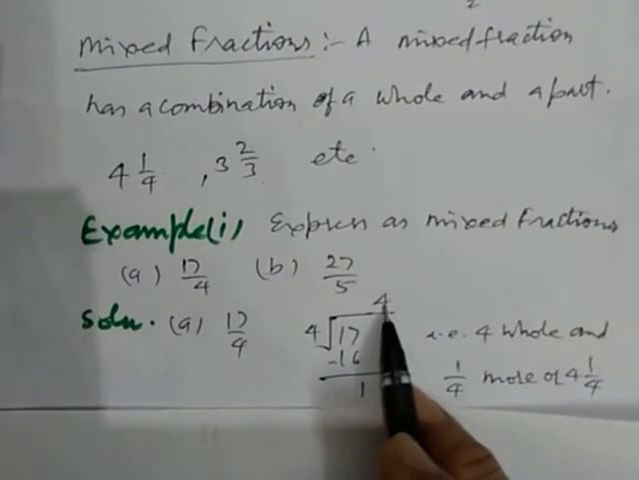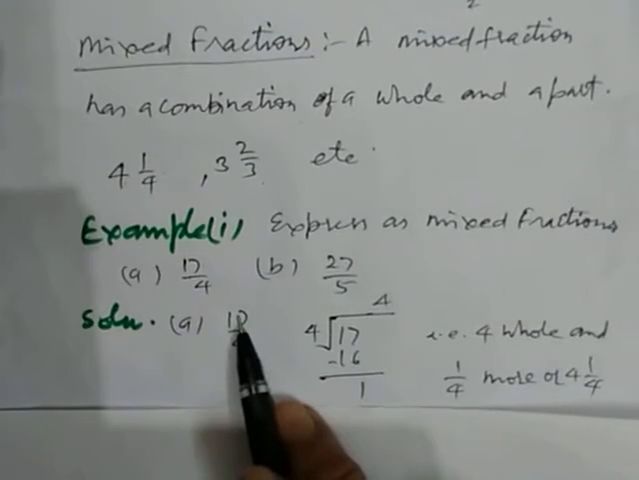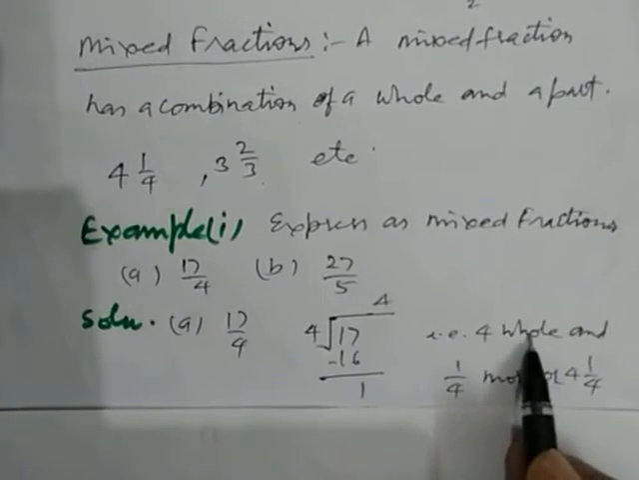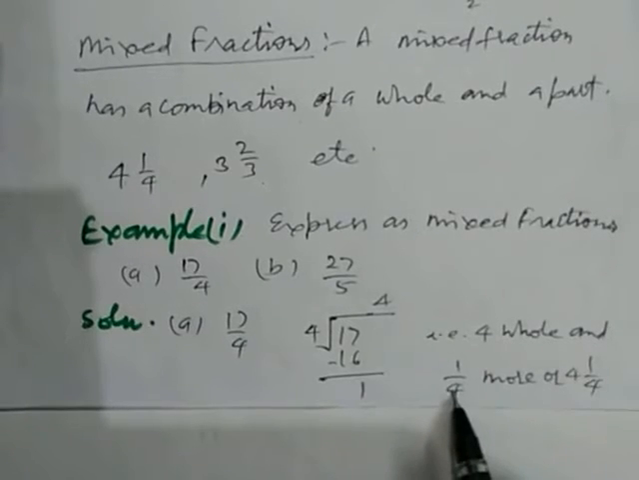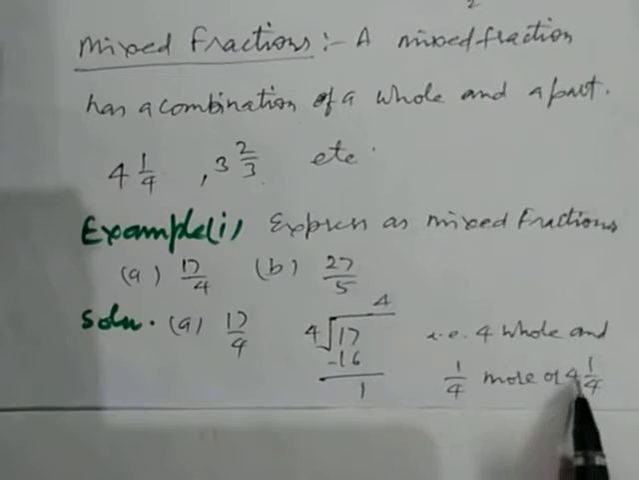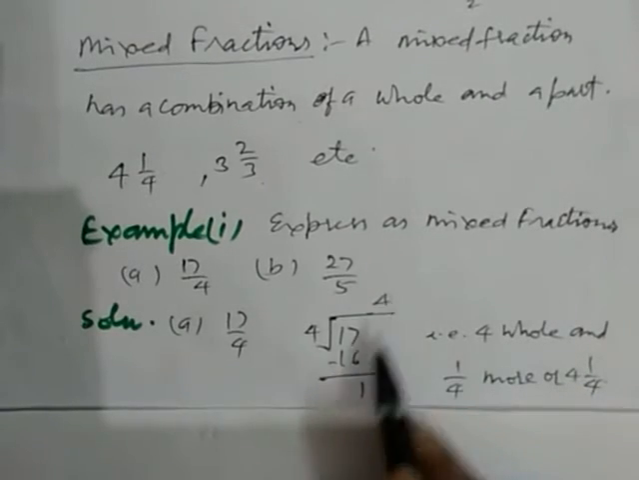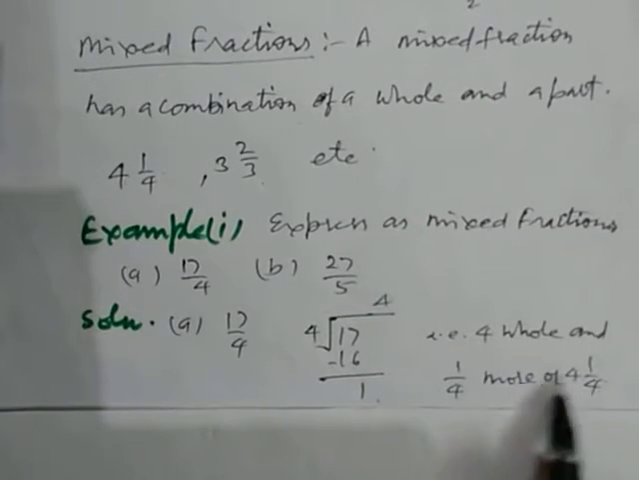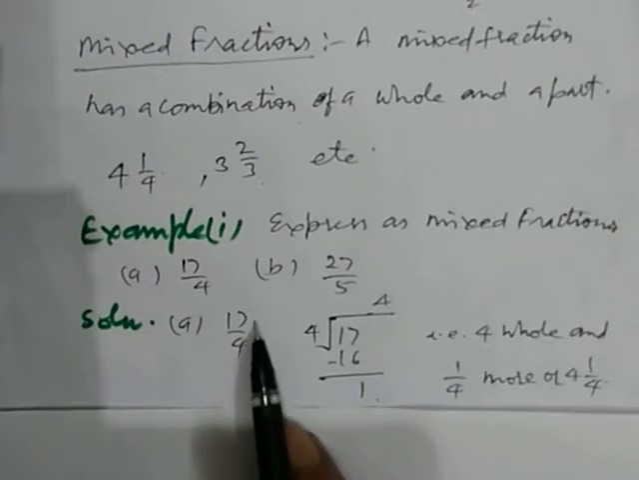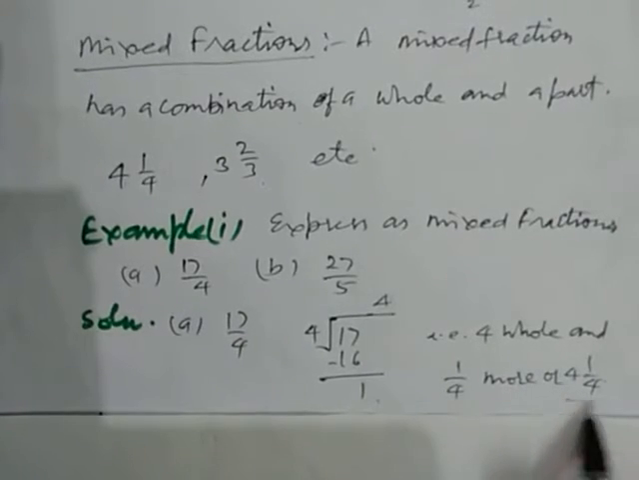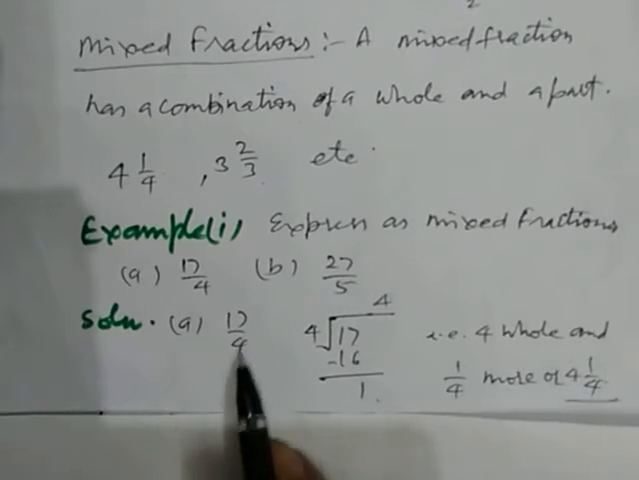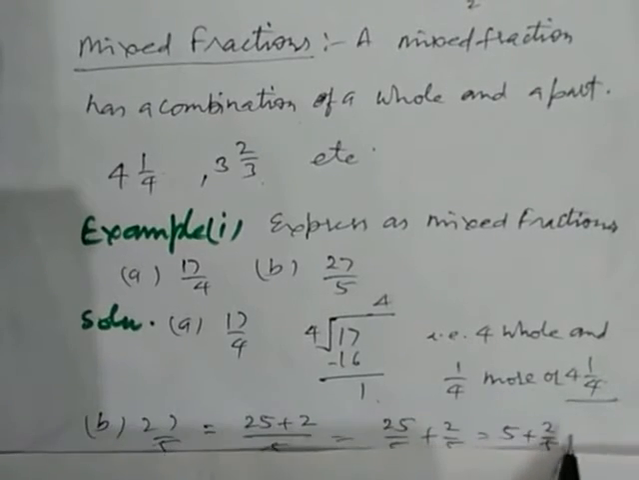So 4 times this is divided. So 4 is the whole and 1 is the remainder, so 1 by 4 is what is left here. So we can say 4 and 1 by 4. This is 4 and this is 1 by 4. So this way we can convert an improper fraction into a mixed fraction. So this is the mixed fraction of 17 by 4: 4 and 1 by 4.